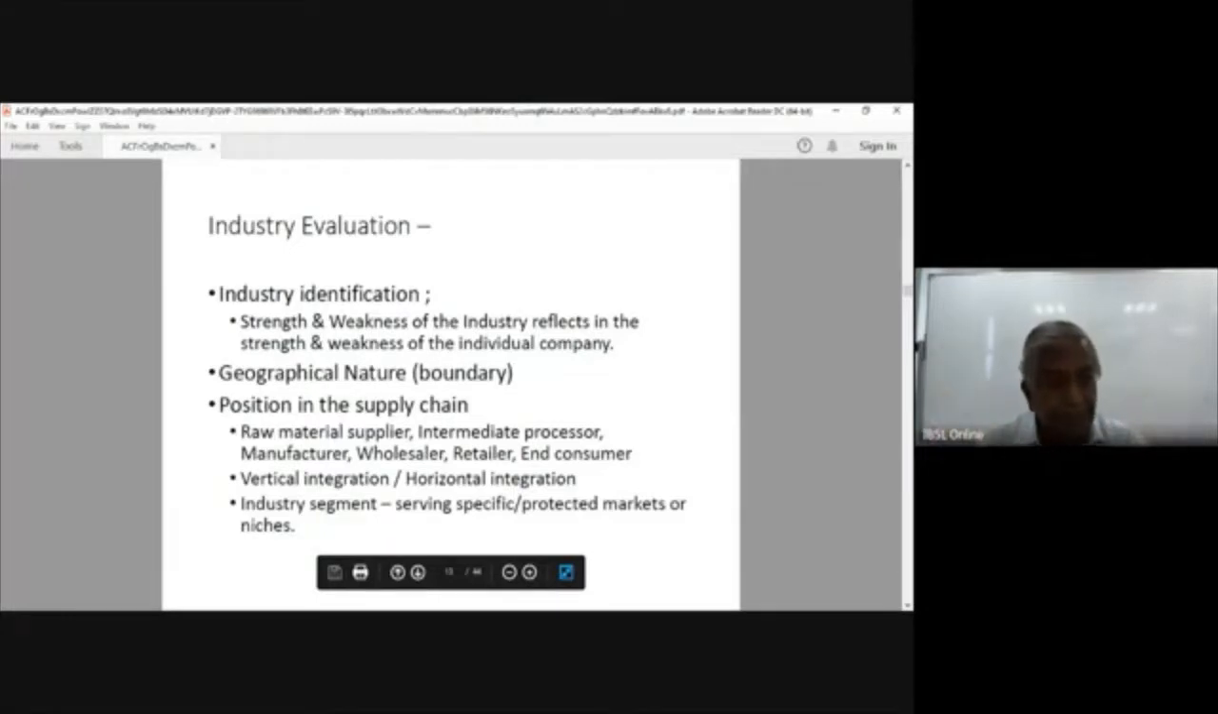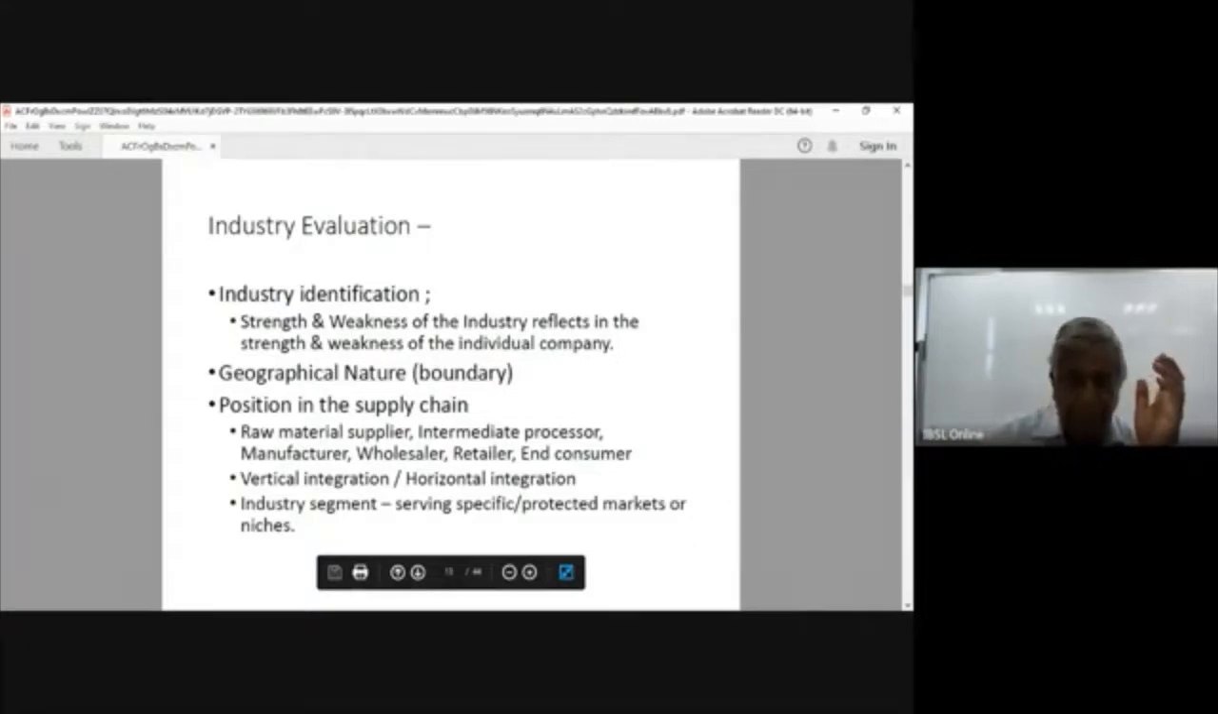How to do this? Industry identification. The strength and weakness of the industry reflects in the strength and weakness of the individual company. If the industry is very strong, then your customer who operates in the industry is also strong. If the industry is weak, then your customer operating in the industry is also weak, obviously. Then what is the geographical nature of the industry? Then there is an important thing, supply chain. For each industry will have its own supply chain.